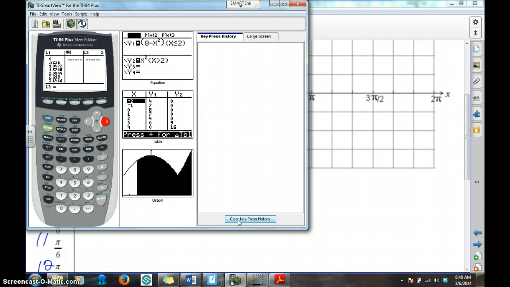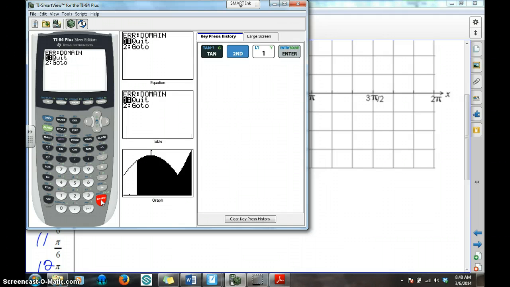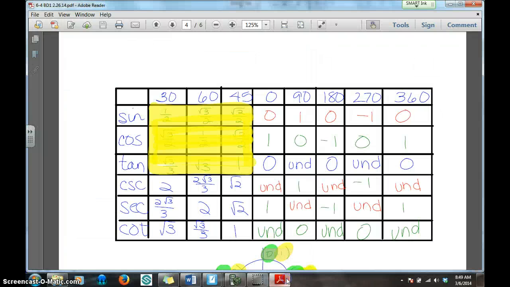And in the heading for list 2, I'm going to try real hard to type tan of list 1. Why would it be giving me that error message? And specifically, those undefined values, if you'll recall, are coming from division by 0. Remember, a tangent is a sine over a cosine, so that's a domain issue. They're saying, meh, can't do it.